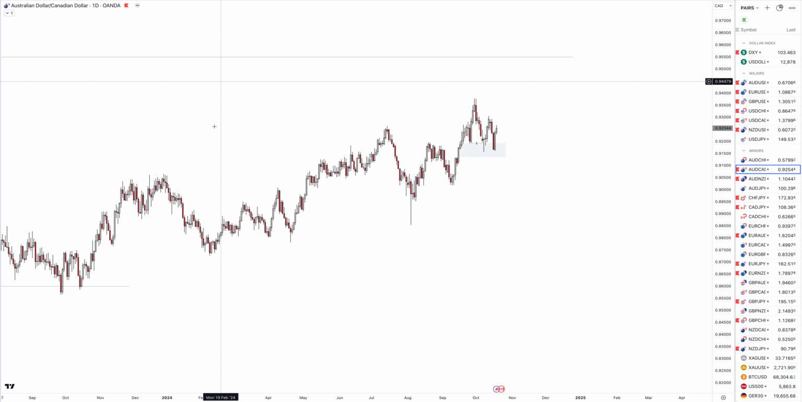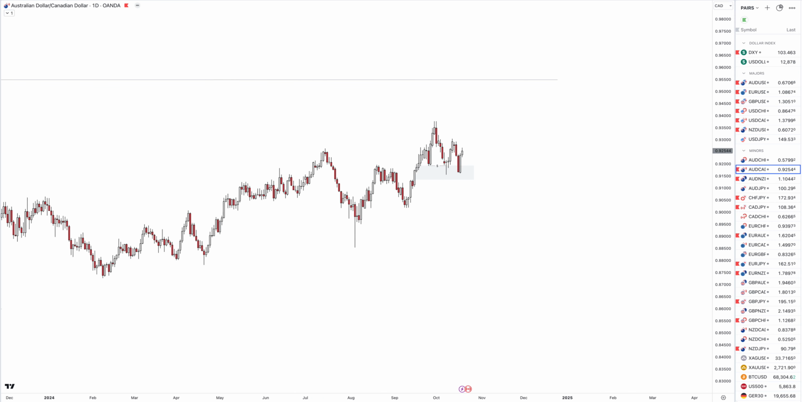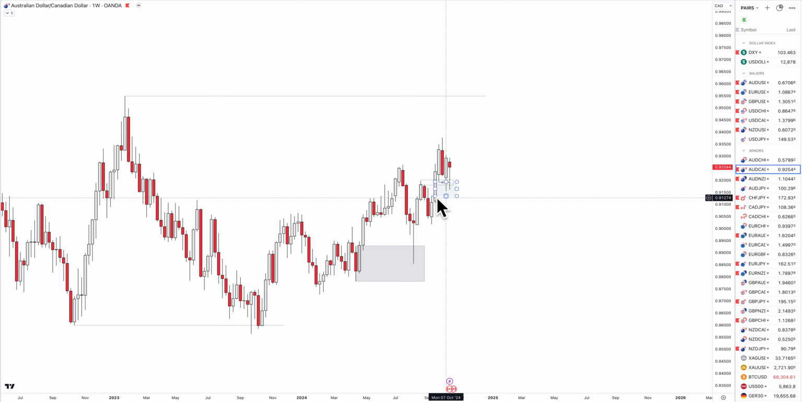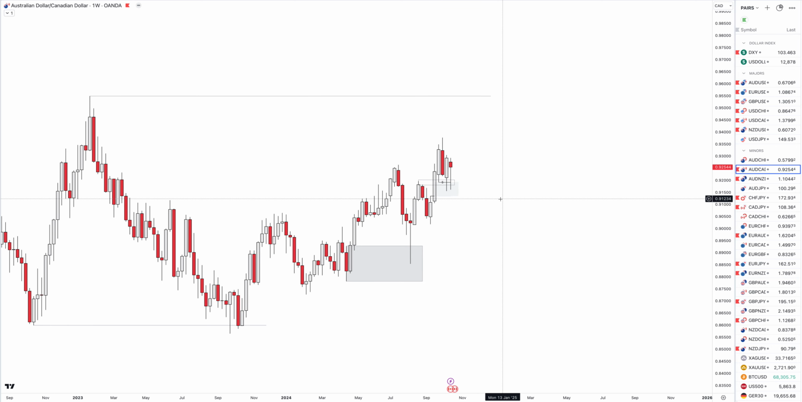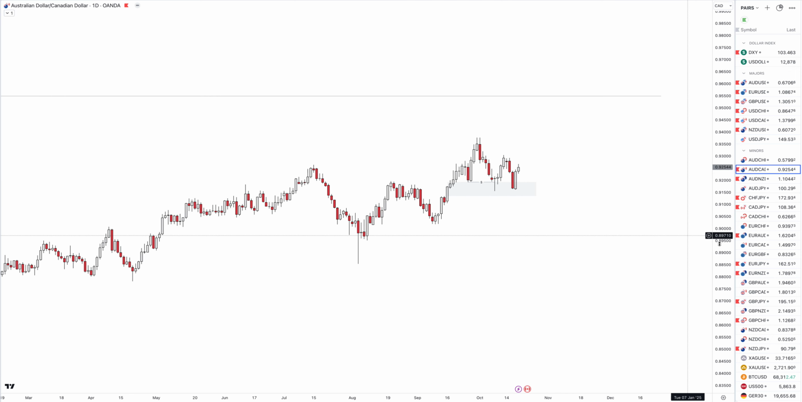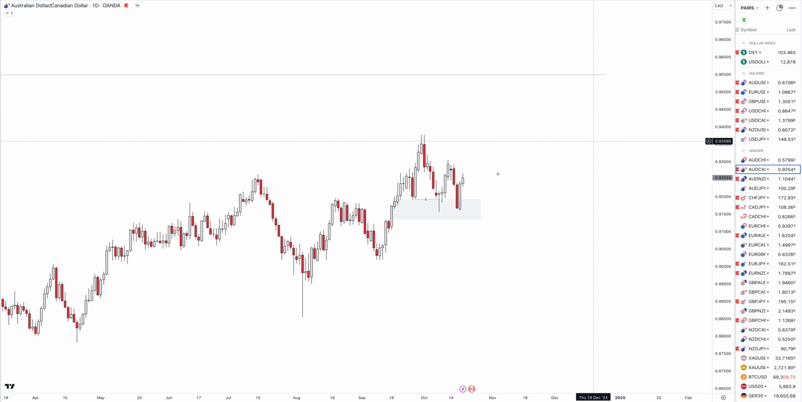The next interesting pair that I am watching with my private students is Aussie CAD. We discussed this last week. We've got a resistance level over here, and I am now expecting this resistance level, which lines up very nicely with the weekly imbalance that we've got, to act as support, which we are doing. Okay, so on the daily time frame, I am basically looking for some sort of confirmation to go long on this.